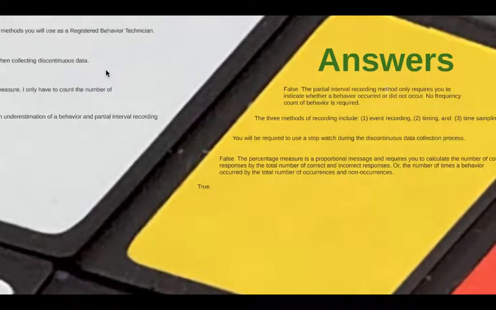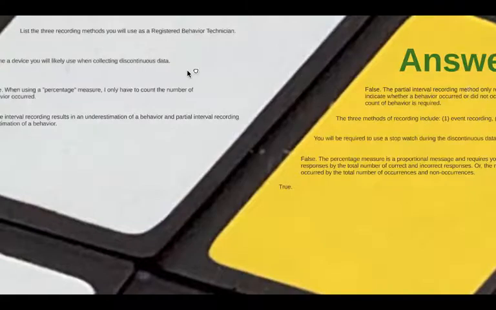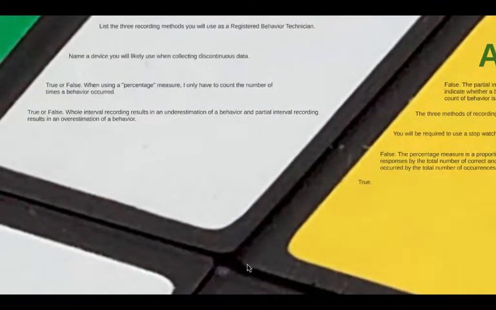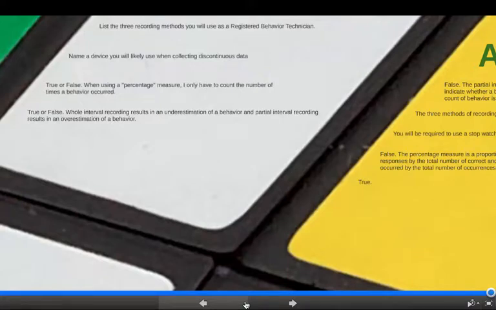Well, that's pretty easy. You'll be using a stopwatch for that. So, for example, if you're doing a partial interval count, you'll be needing to record that 10-minute increment. Or if you're doing a momentary time sample, you'll need to be alerted as to when you need to do the observation to see if the behavior is occurring or not.